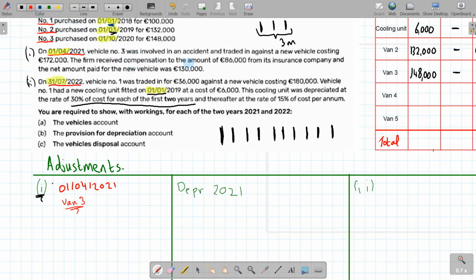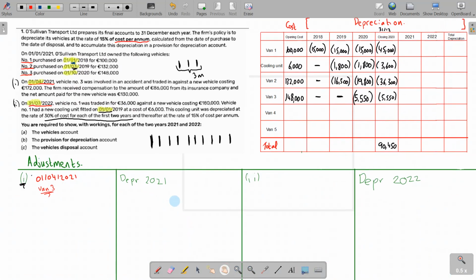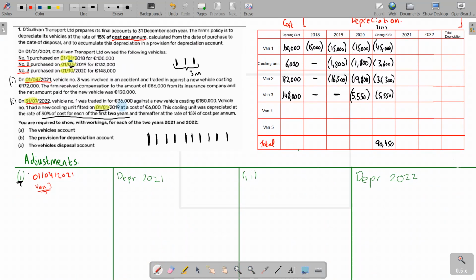Was involved in an accident and traded in against a new vehicle costing 172,000. The firm received compensation to the amount of 86,000 from its insurance company, and the net amount paid for the new vehicle is 130,000. So when we say that compensation, we can think of that as an allowance that we received. So that's what we'll do with it in our disposal account.